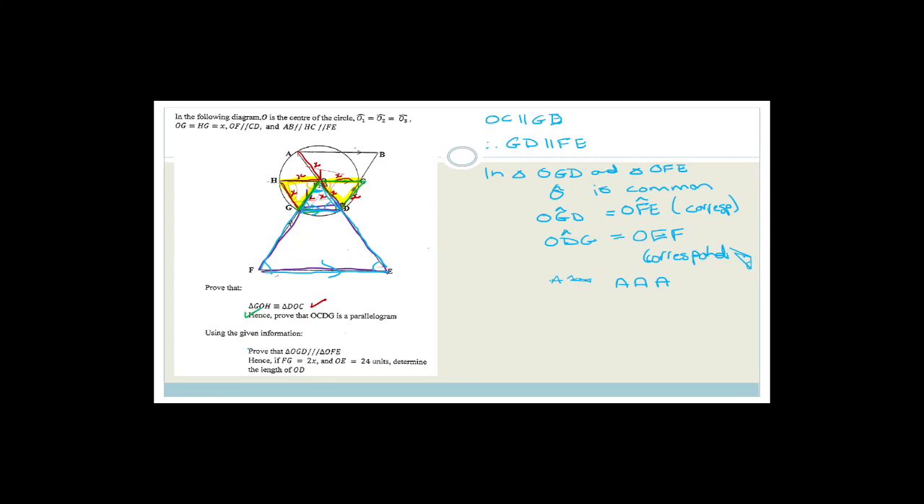Okay, grade 10s, I'm actually going to stop the lesson now because it's driving me insane that I'm not able to write properly with you guys. And I will carry on with this lesson on Monday.